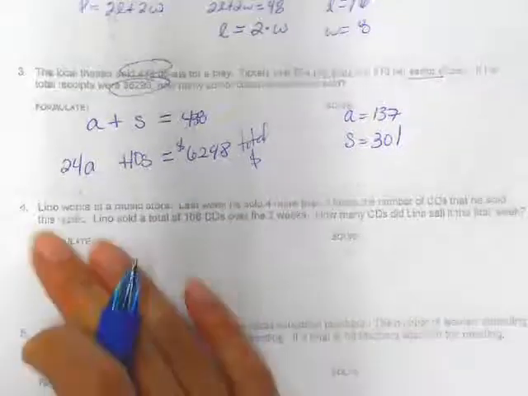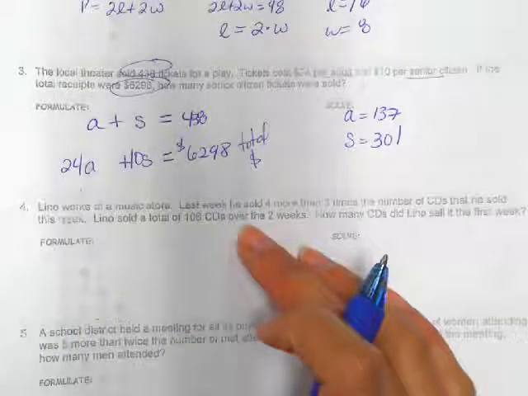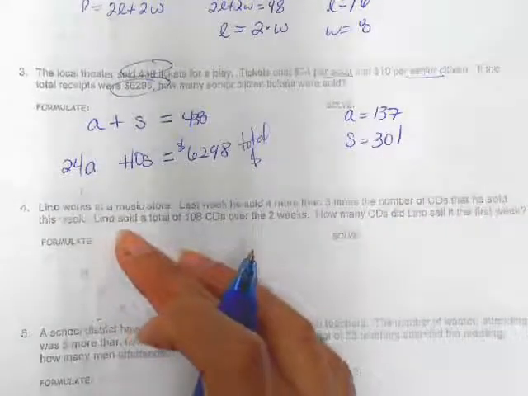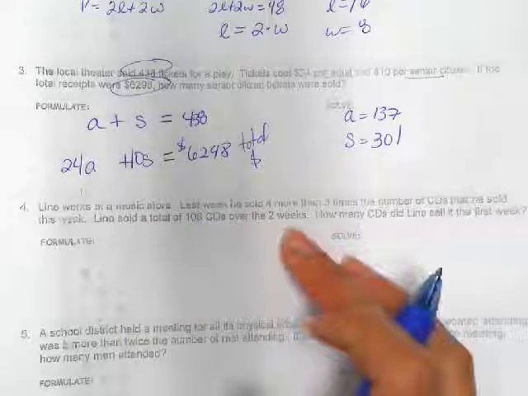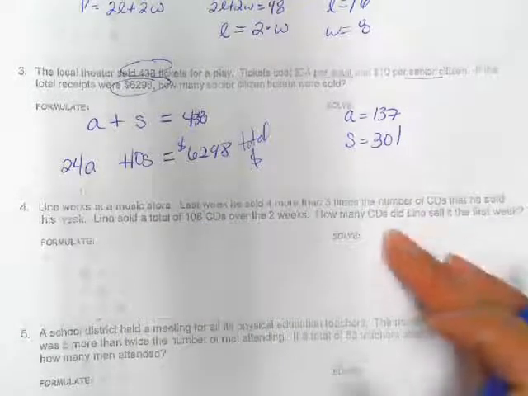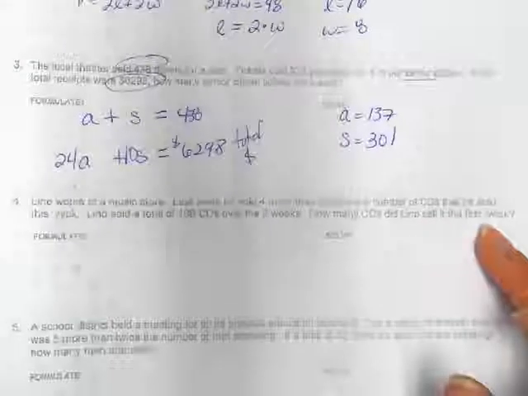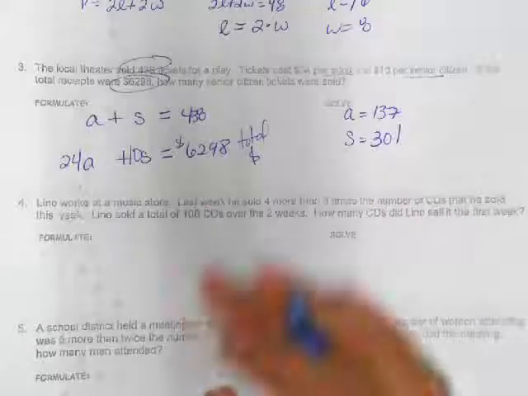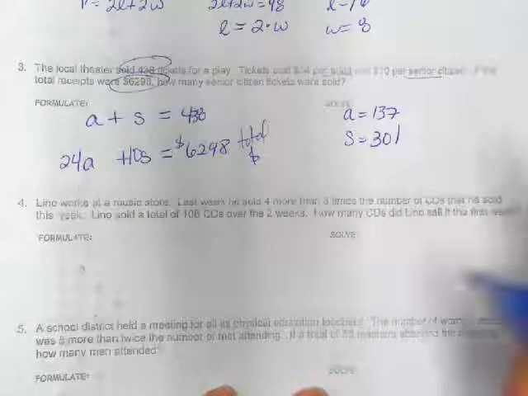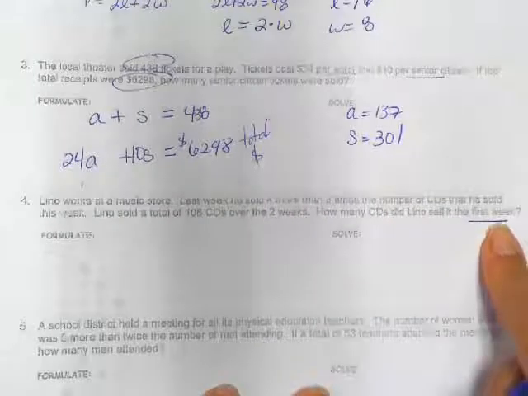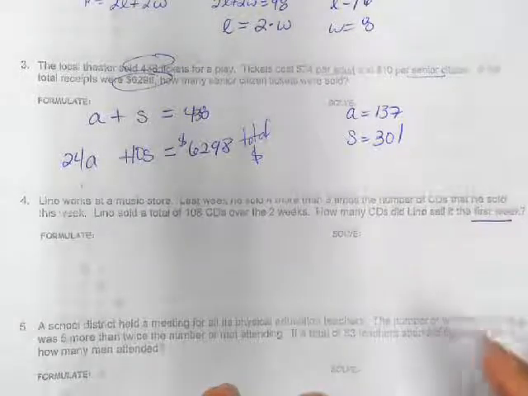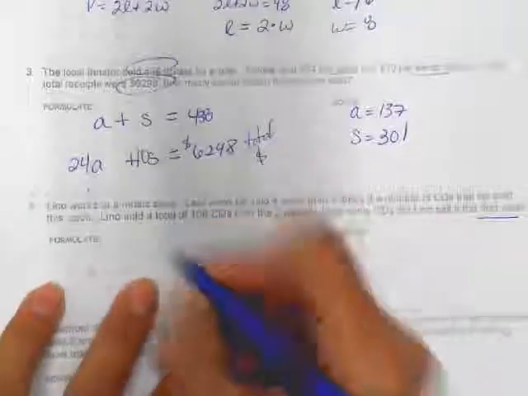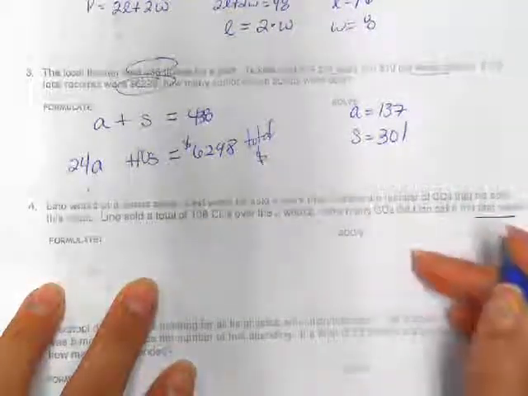Next one. Lino works at a music store. Last week he sold 3 times the number of CDs that he sold this week. Lino sold a total of 180 CDs over the 2 weeks. How many CDs did Lino sell in the first week? So the thing we don't know, if you're not sure what variables represent, it's always going to be in the question. So we don't know how many he sold in the first week, and we really don't know how many he sold in the second week. Okay? So let's use F for first week and S for the second week.